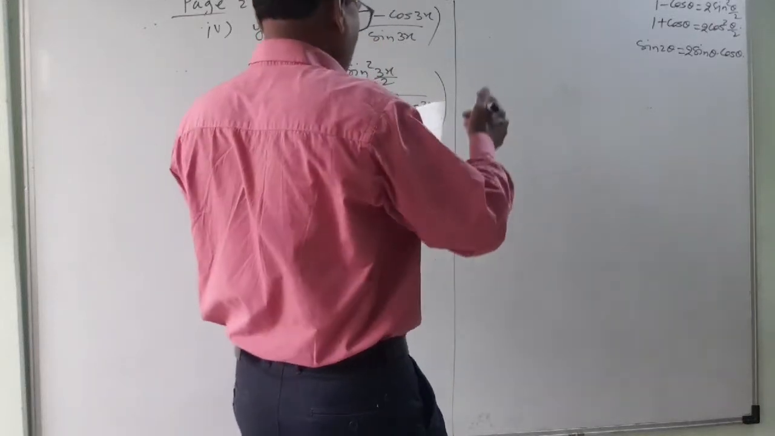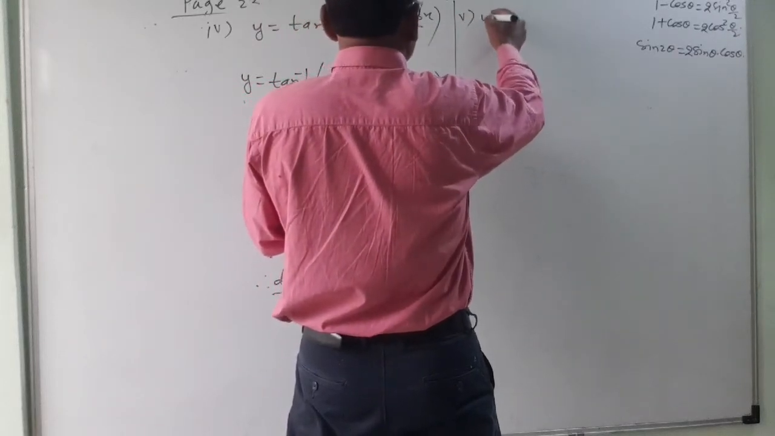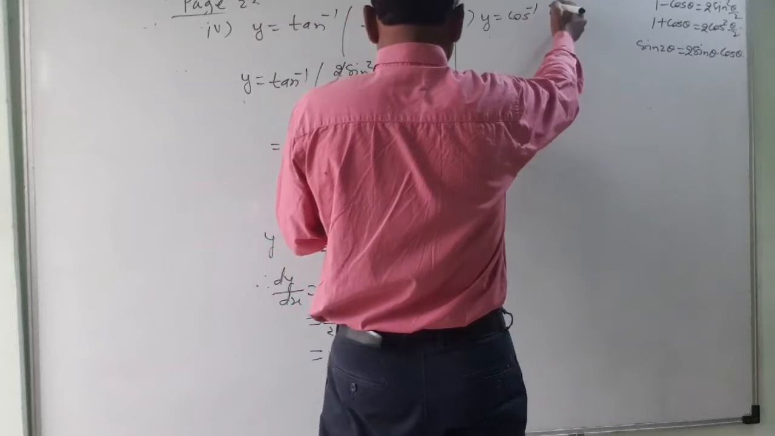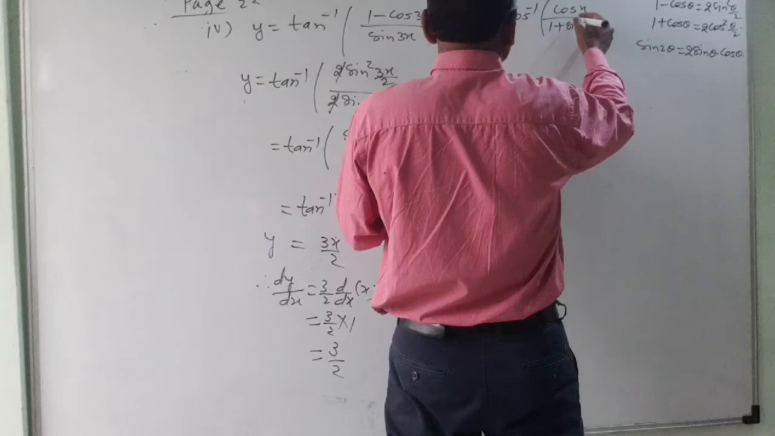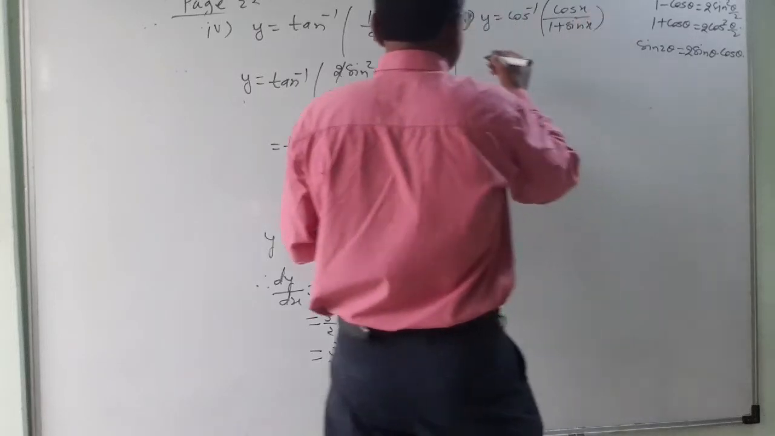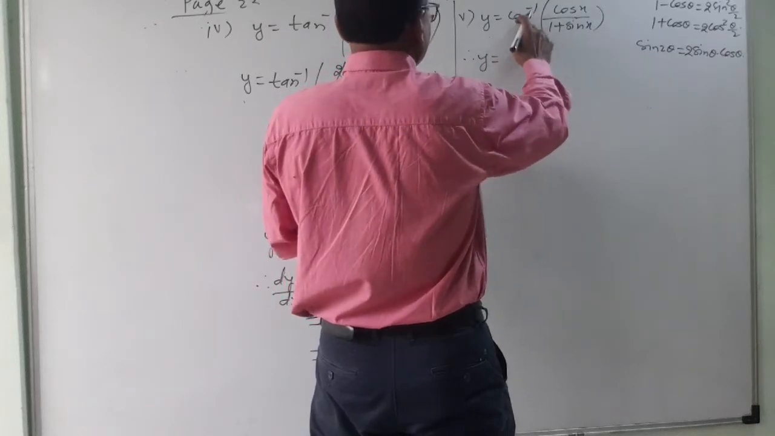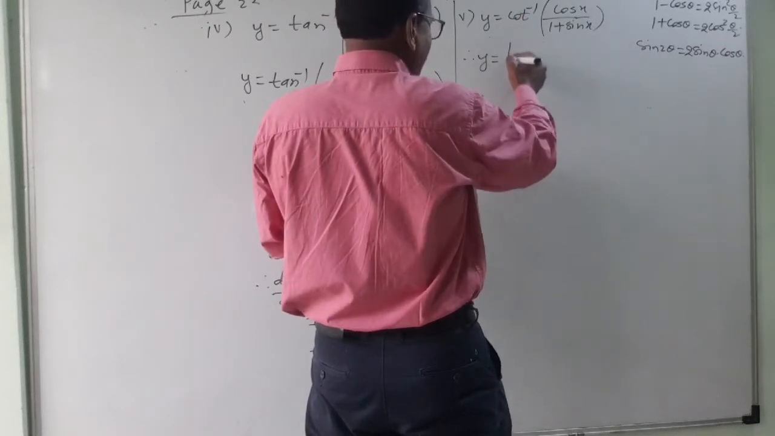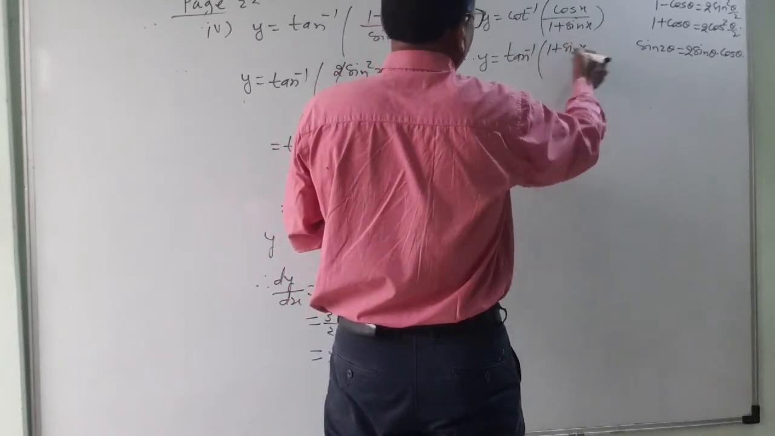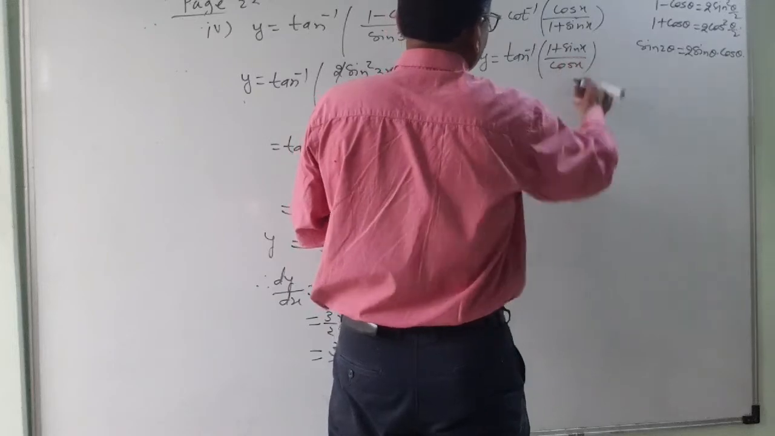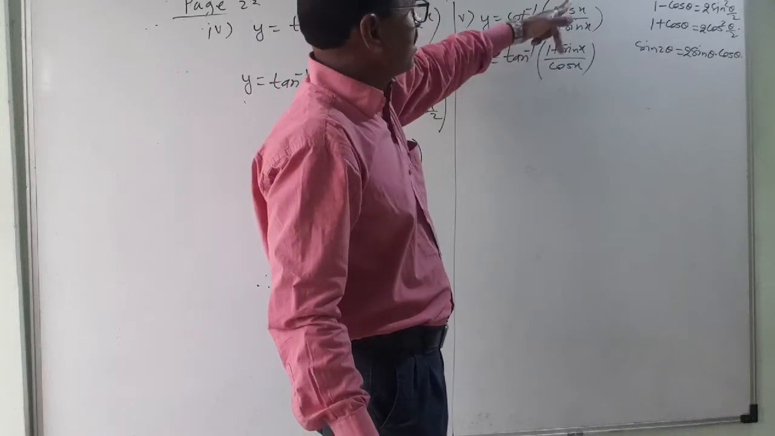So now the fifth sum, y is equal to cot inverse of cos x upon 1 plus sin x. Therefore y is equal to, not cos inverse, it is cot inverse. I can write it as tan inverse of (1 plus sin x) upon cos x. When we write cot as a tan, then this will get flipped.